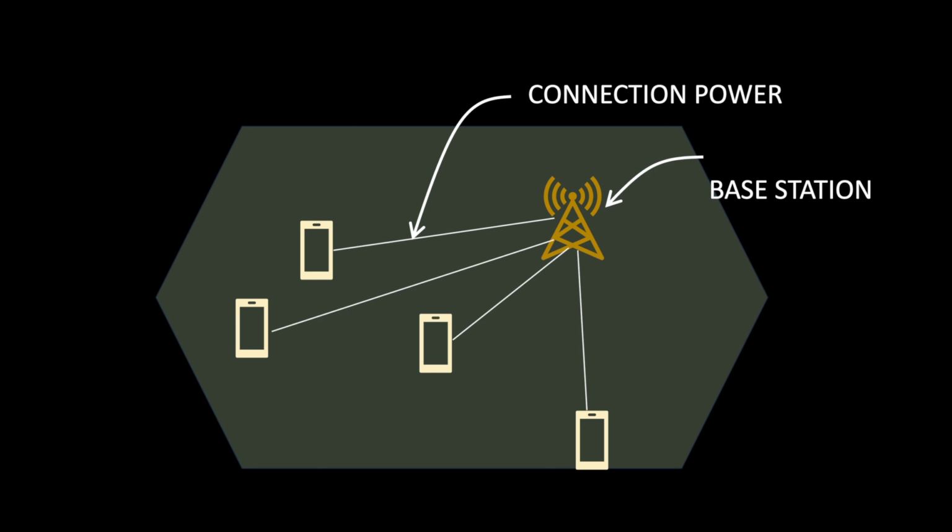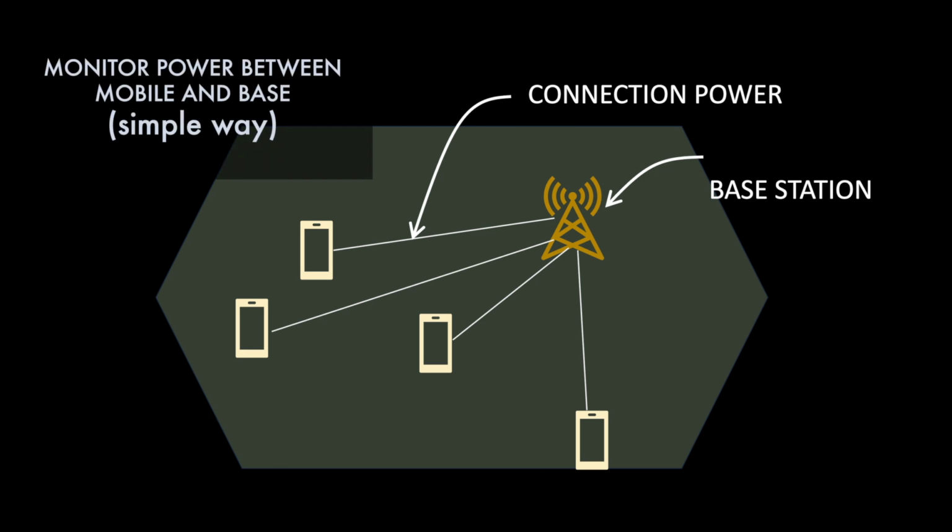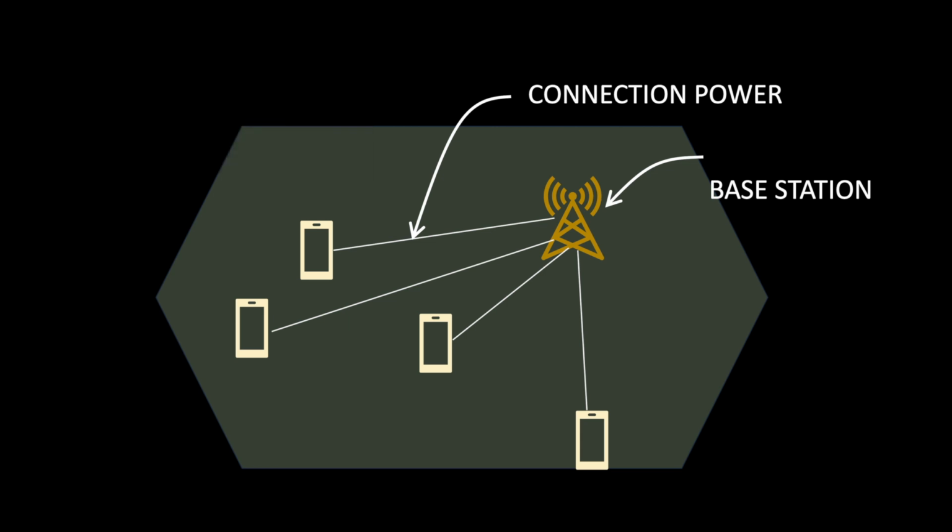One simple way to monitor the network is to analyze the power between all the mobile locations and the base station and locate the mobile locations with less power. However, it is normal that mobile locations which are far from the base station will show less power. So it's not a good approach.